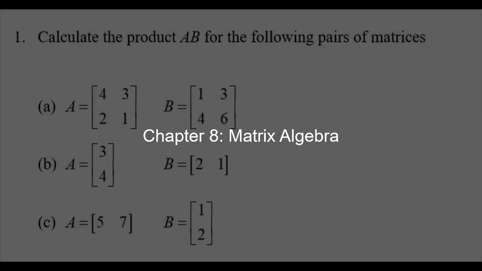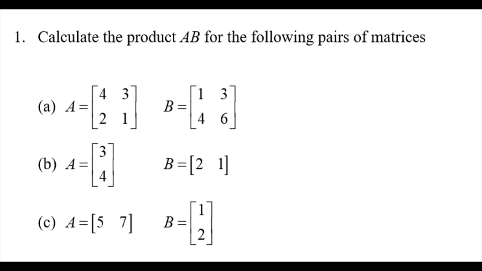In this video we're going to look at some examples of matrix algebra. Our first one is drawn from the questions from chapter 8, and we're going to look at the product of two matrices. We're going to look at question 1a here, where we look at the product of matrix A and matrix B. So we want to calculate the matrix C, which is equal to A multiplied by B.